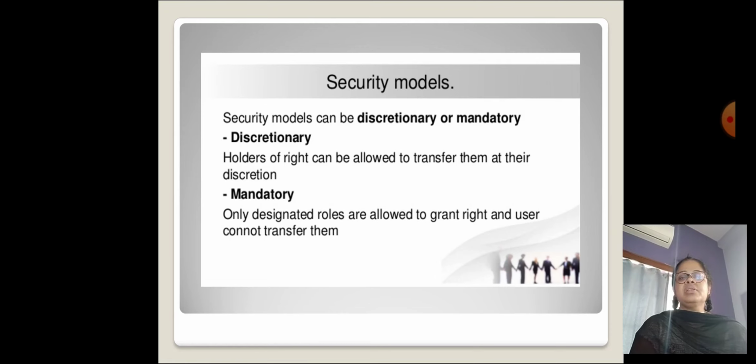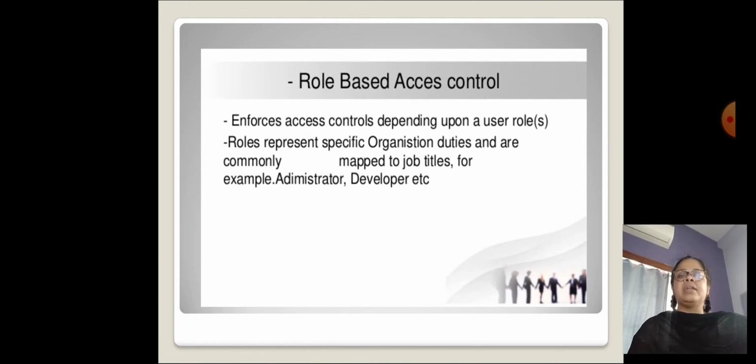Security models, as we have already discussed, are discretionary or mandatory. Role-based access control enforces access control depending upon a user's role. Roles represent specific organizational duties and are commonly mapped to job titles, for example, administrator or developer, etc.